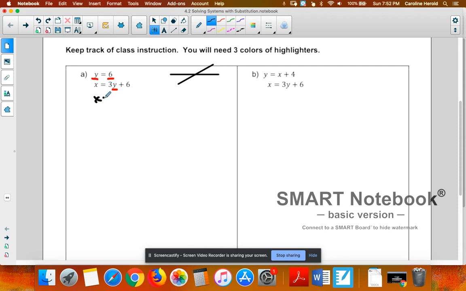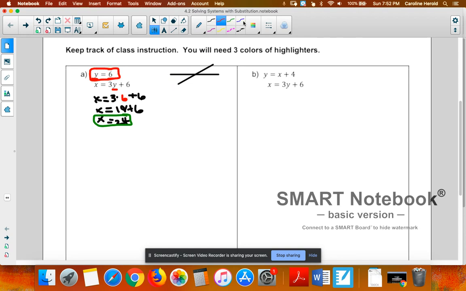X equals 3 times, and remember the value of y is 6, so we put in 6. And then the rest of the equation says add 6. All right, so I'm going to do this math. X equals 18 plus 6, and I get x equals 24. Well, that was easy, right? I got a value that says that x is 24 when y is 6.